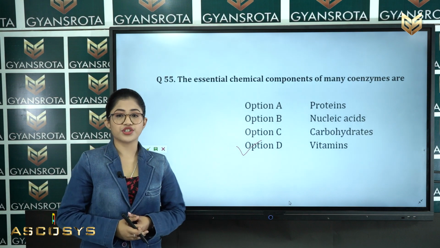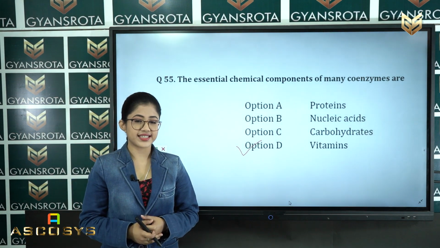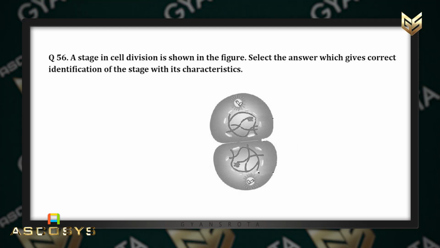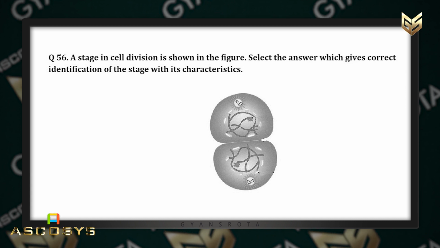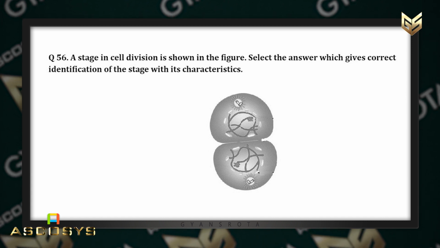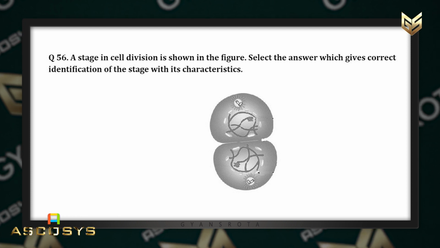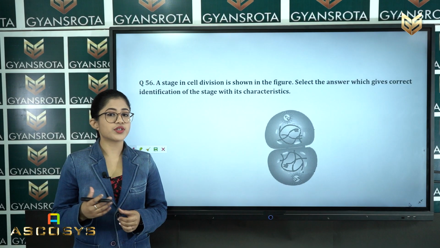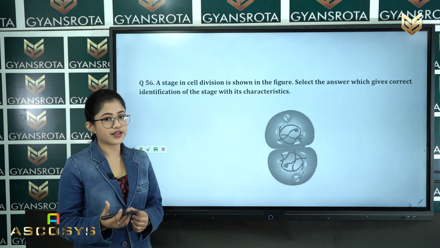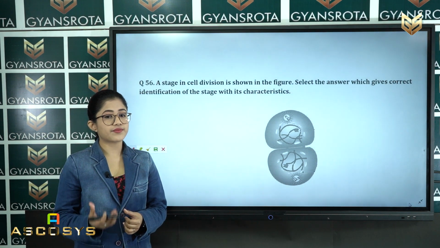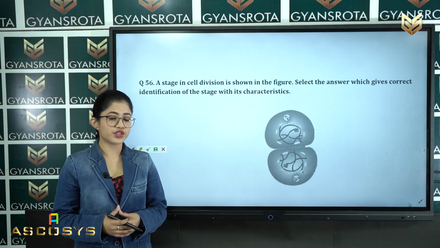Now let's see the next question, that is question number 56. A stage in cell division is shown in the figure. Select the answer which gives correct identification of the stage with its characteristics. Student, observe this figure carefully. Now let's find out what are the options given in this question.